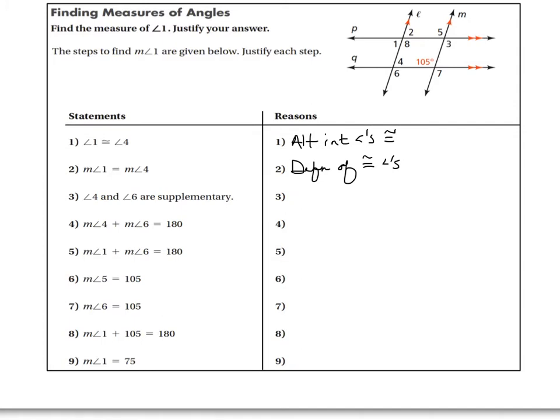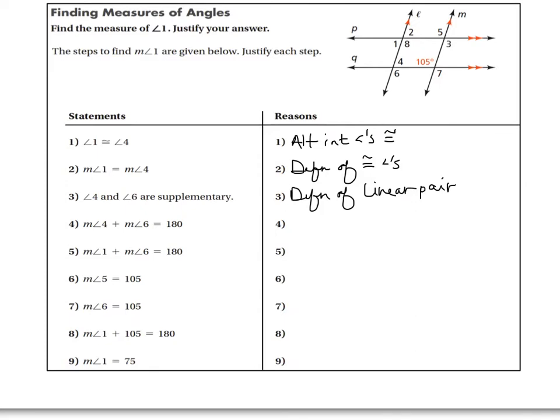All right, next step. Step 3 says angle 4 and angle 6 are supplementary. Now, why are they supplementary? They're supplementary because they are a linear pair. So this is an example of the definition of a linear pair. Okay, definition of a linear pair.